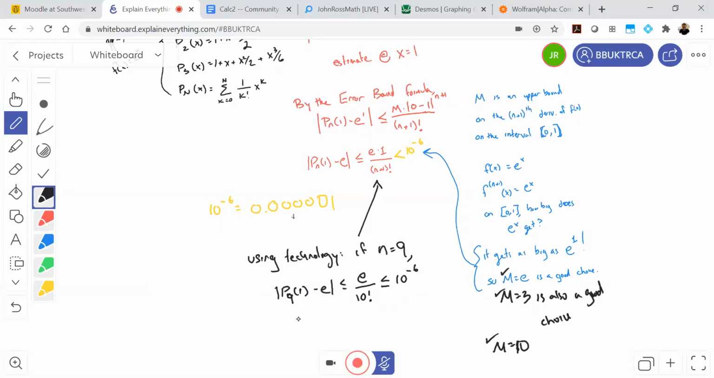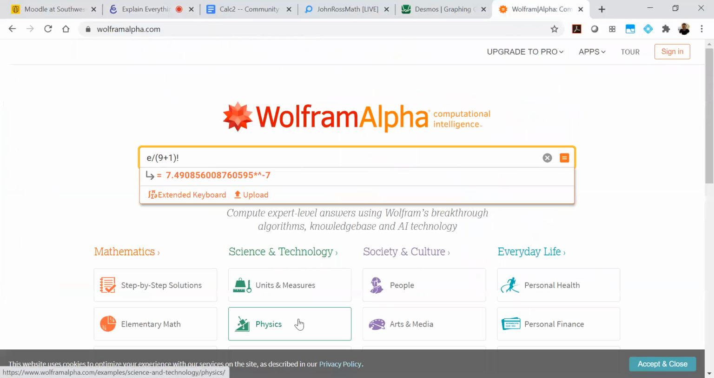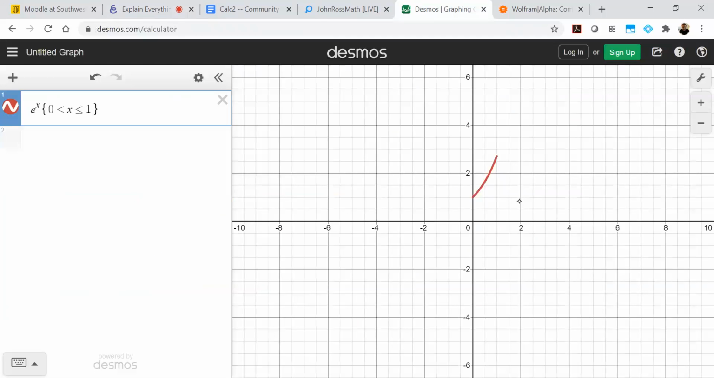But m equals 2 wouldn't work, exactly, because m equals 2 was not bigger. The height of 2 was not bigger than the height of all of the n plus 1's derivatives.